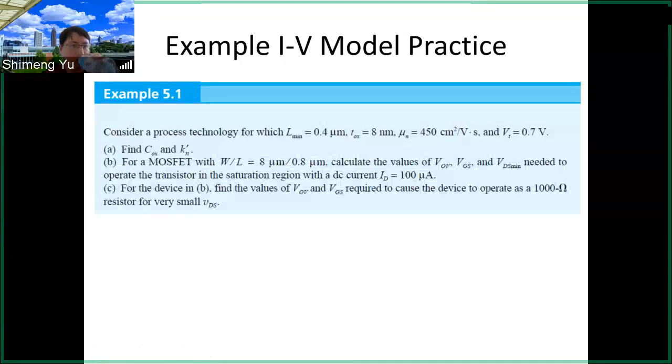So let's do that. You know the COX, as we just discussed, is epsilon OX divided by TOX, that is epsilon 0 times epsilon relative, divided by TOX. Epsilon 0 is the vacuum permittivity, and it's a constant. You can find this number, for example, in the equations sheet we provided in the exam, on the last page. There are physical constants there.